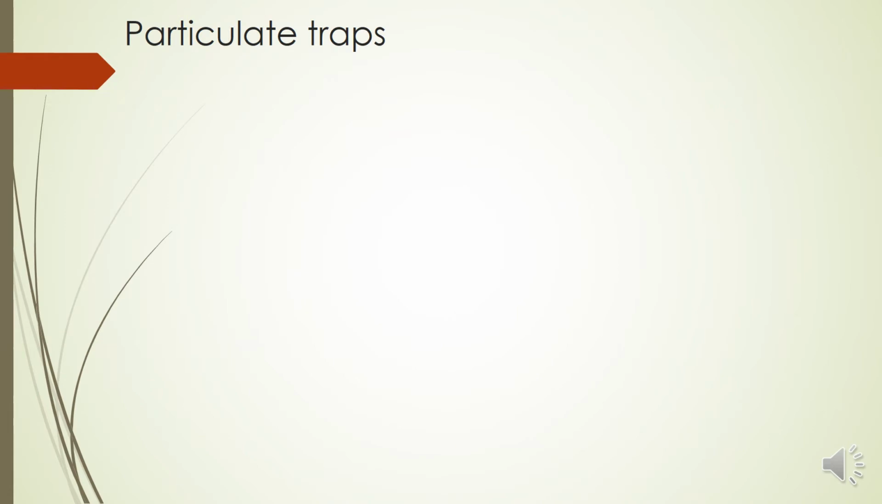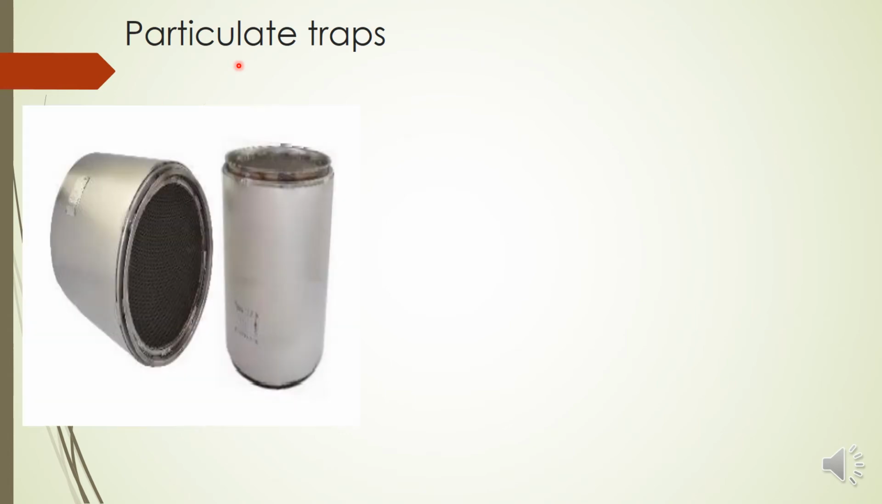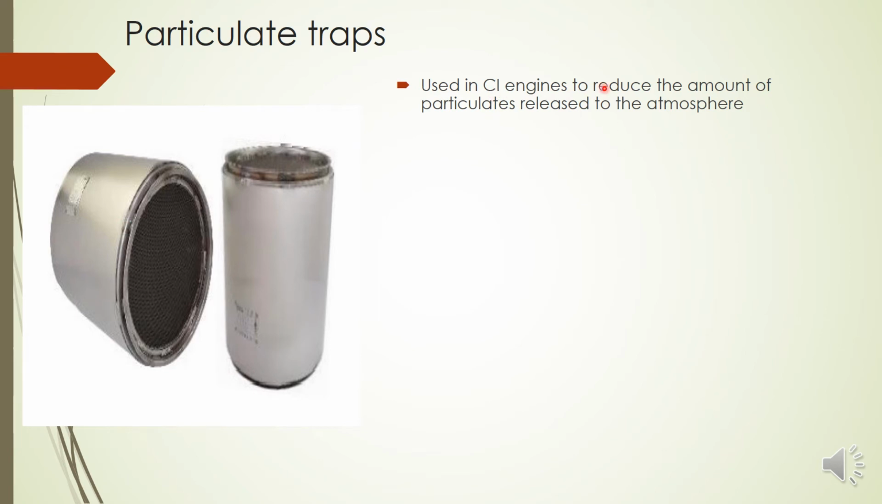Now we are moving to particulate traps. You already know about particulate matter, or soot carbon particles, coming mainly from diesel engines. In petrol engines it will not be that high. Particulate traps will be fitted in the exhaust pipe. So it's something similar to a wire mesh. Particulate traps are used in CI engines to reduce the amount of particulate released to the atmosphere.